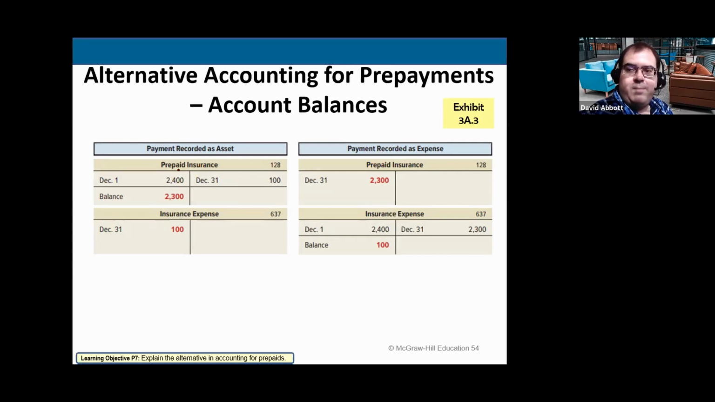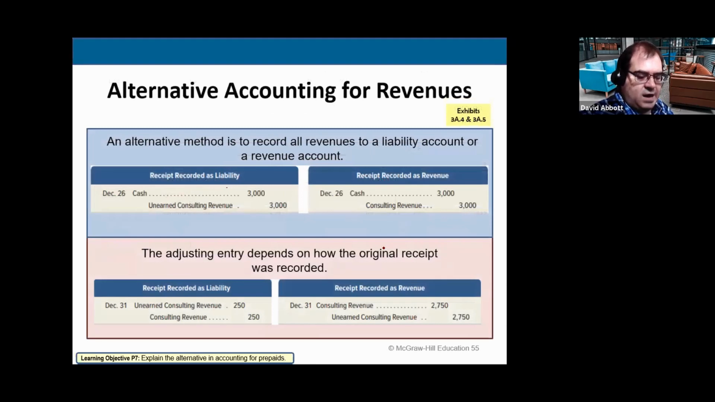So we see here that prepaid insurance is going to end up with a balance of $2,300 if you record it to the asset. And over here, if they recorded it as expense, you're going to have that same balance. And the insurance expense, what was used in that accounting period, was $100. And we see over here it works out the same. So either way, you could technically do it either way.